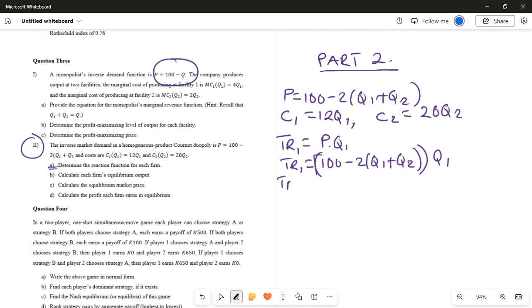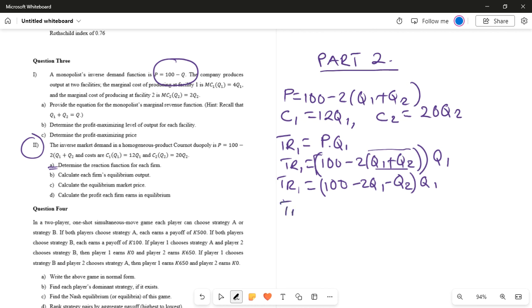So the next step is just opening the brackets. So this is going to be 100 minus 2 Q1 and minus Q2. We are multiplying this by Q1. So what I've done is opening the brackets here. Right, so let's open further.